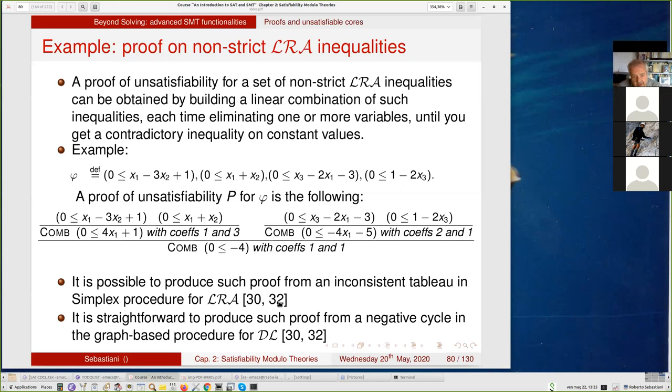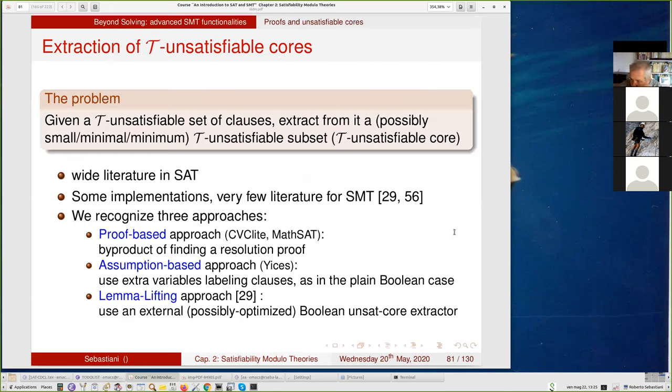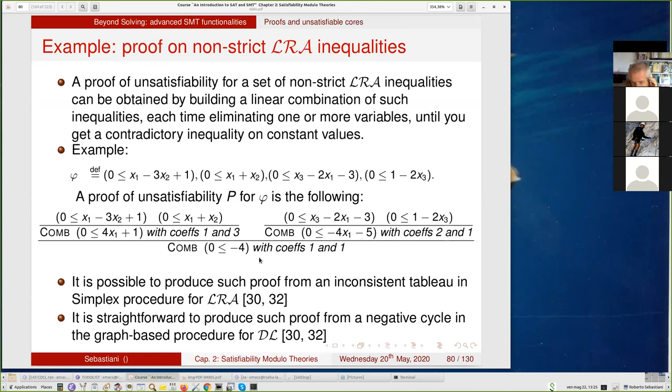Also, remember that in difference logic, you had an inconsistency when you had a negative cycle. Well, it is quite straightforward to produce such a kind of proof with a negative cycle because you just resolve arcs two by two. Okay, by the way, we'll see an example later on of this.